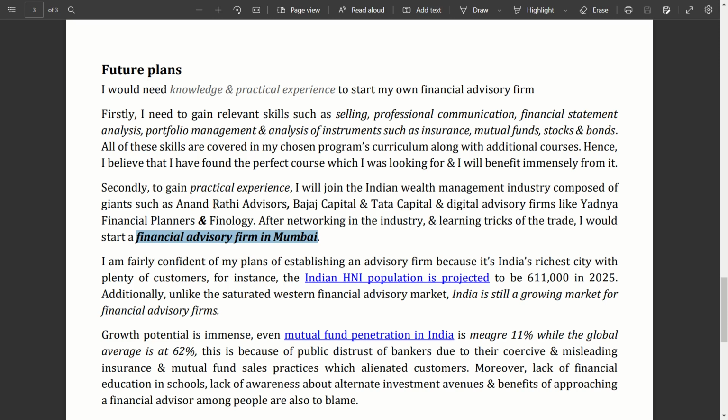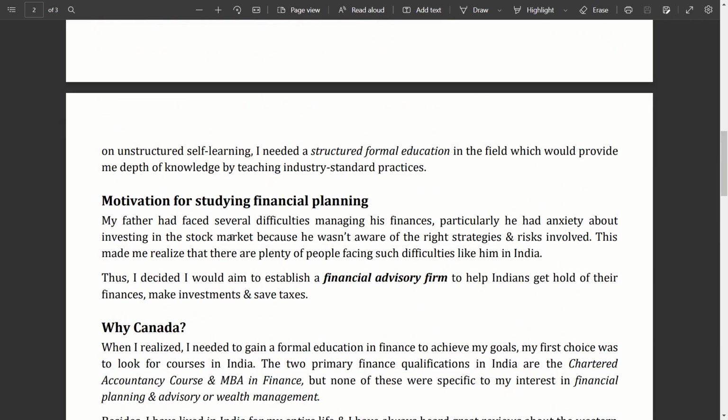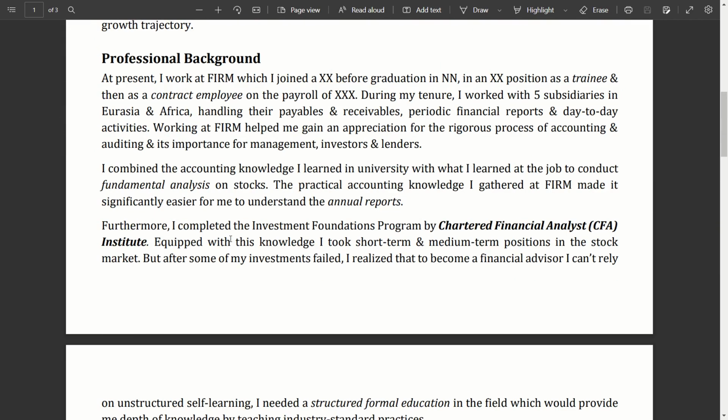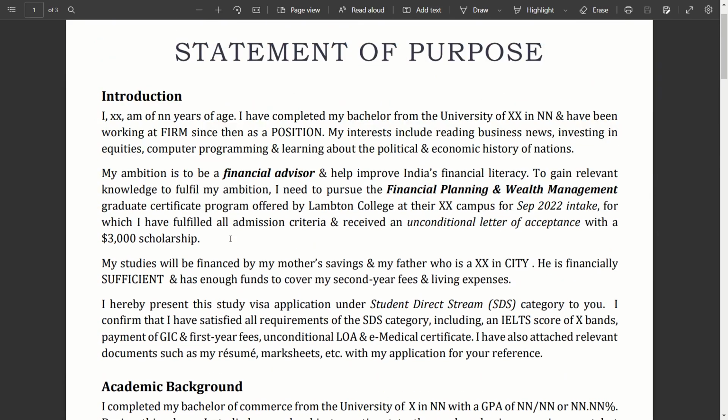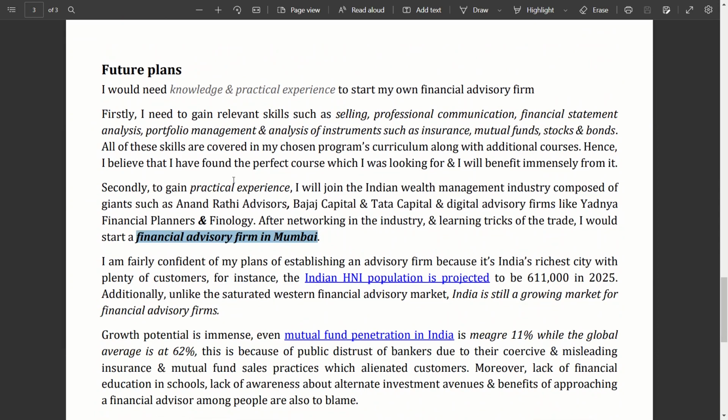So if you look at the structure of my SOP, it has always been shaped as a narrative. I was always trying to imply that I'm coming back to India to start a financial advisory firm. In every paragraph that I have written, you can get some hint or some idea or something implied that I am coming back to India to start a financial advisory firm. And so that's why this is called a flow of ideas. So if your flow of ideas is correct in your SOP, you will get a visa approval.